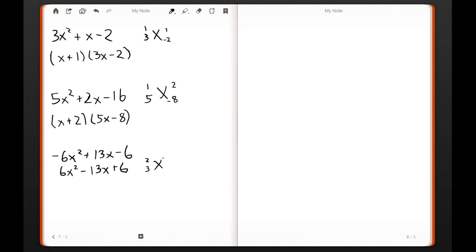So if we were to put the 3 here, that would be 9. 3 times 3 is 9. And then a 2 here. 2 times 2 is 4. 9 plus 4 is 13. So that's going to work.